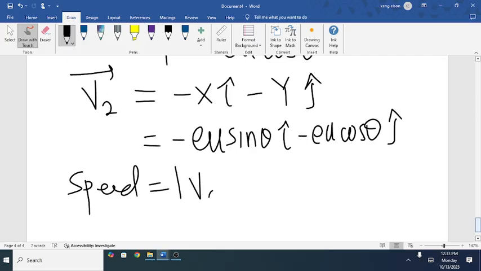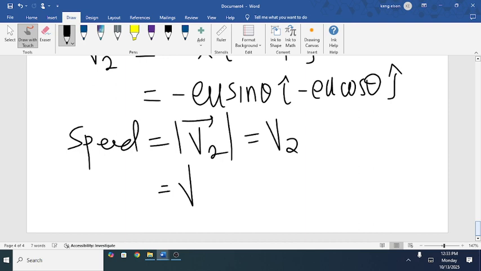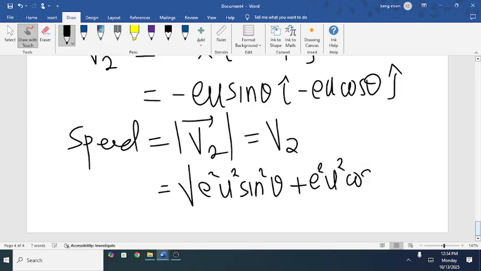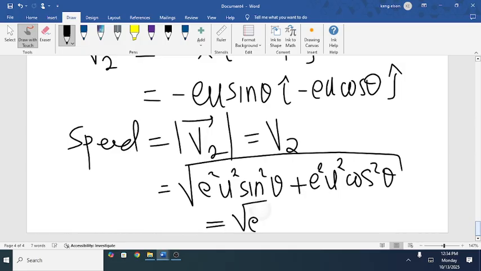So it therefore means that if I ask you to find the speed, the speed is the magnitude of the velocity, which is just v2. So what are you going to do? You are going to have the square root of the first component squared, which is e squared u squared sine squared theta, plus the second component squared, e squared u squared cos squared theta. Then you realize that e squared u squared is common, so you have the square root of e squared u squared, then you're left with the square root of sine squared plus cos squared, which is 1. So the final answer of the speed is e times u.